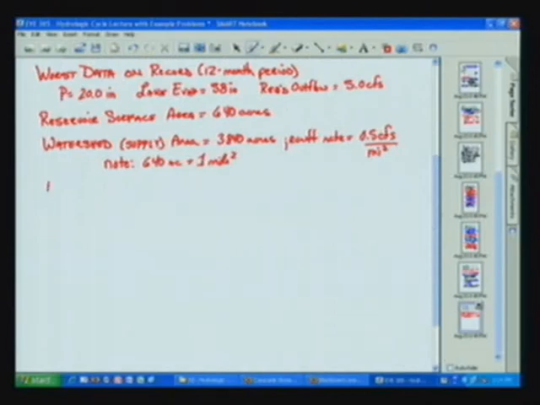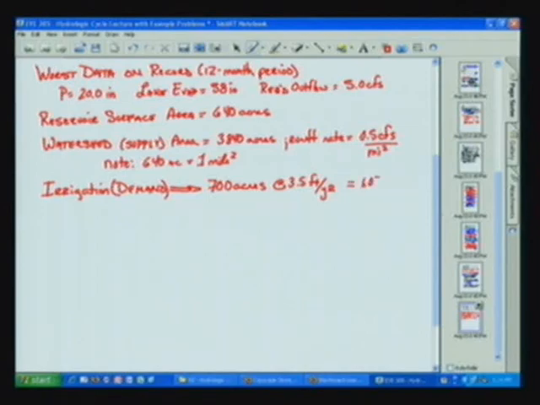The irrigation demand, I should say brackets there, it's demand. We have 700 acres at 3.5 feet of irrigation per year. Okay. When we sort out our units there, we will end up with 1.07 times 10 to the 8 cubic feet every year.